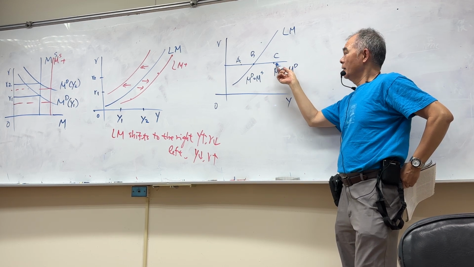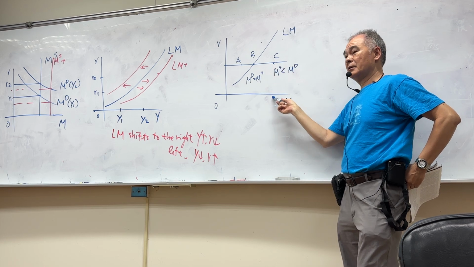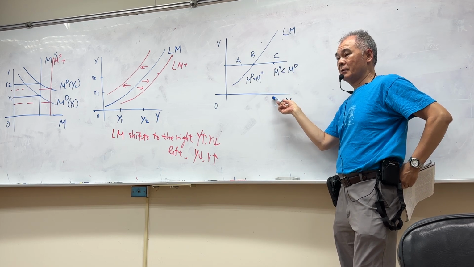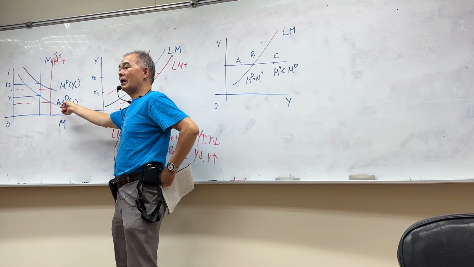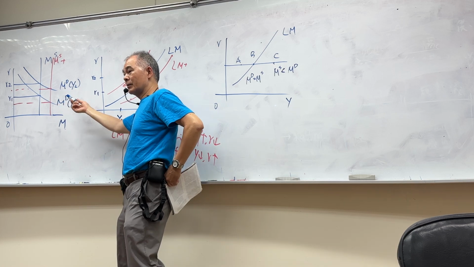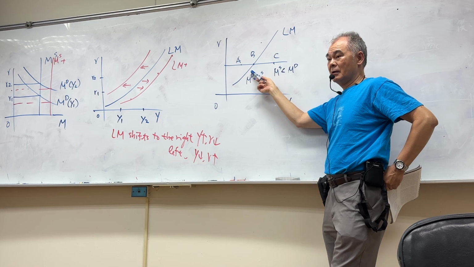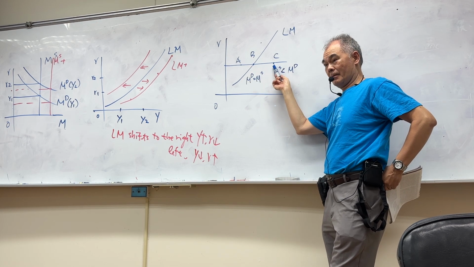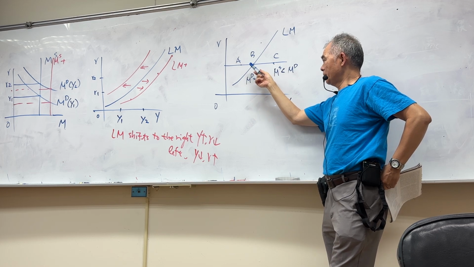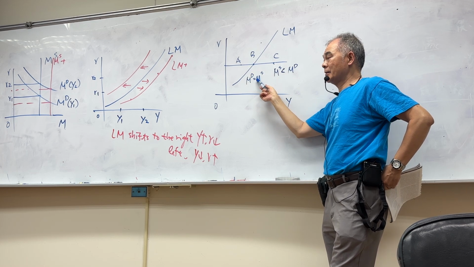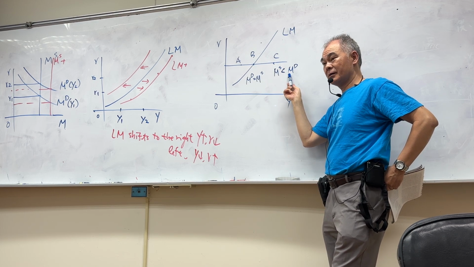The income level is here, right? The income level is down here. So which one has higher income level? C, right? Higher income level, higher money demand. If at this point money demand is equal to money supply, and this one has higher income, so the money demand will be higher.